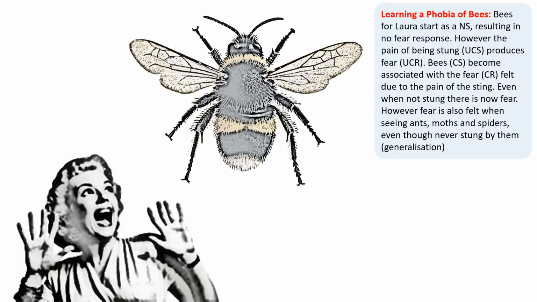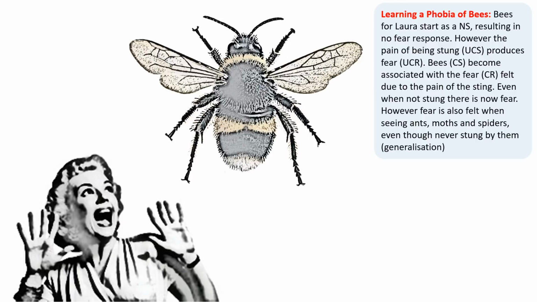However, when she was playing with them as a child, she accidentally put her hand over one of them. The bee stung her, and that sting produced a fear response. Laura then panicked and started hitting the bees, and she got stung a few more times. She then associated the pain of being stung with the bees themselves, so the bees became the conditioned stimulus, and she had a conditioned response of fear to them. To this day, whenever she sees a bee, even though she hasn't been stung again, there's still this fear.